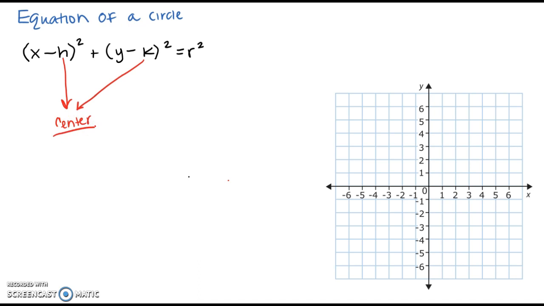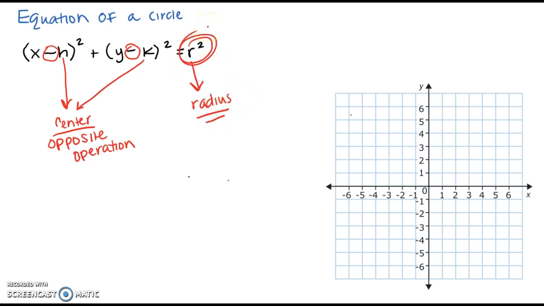Now it is important to realize that since these represent the center of your circle, see this minus here and this minus here? This actually means you do the opposite operation. So if it was positive in here, you do negative. If it's negative, you do positive. And then r, if you haven't guessed it, represents the radius. Notice the radius is always squared. So when you're plotting your circle, you'll square root that number that you're given.